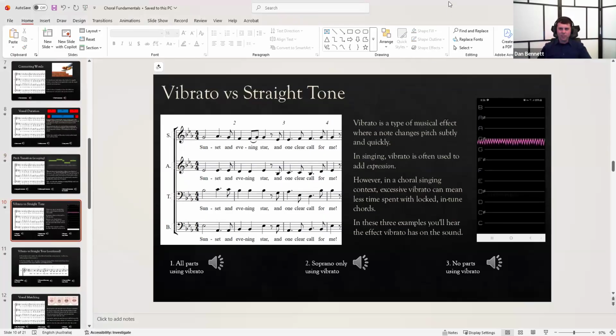Now, when I first got Synthesizer V, this is one of the first things I wanted to do: experiment with vibrato versus straight tone. And I remember when I first started singing harmony music, there were two really big things that I was like, oh, that's how we get clean chords. One of them was learning to control my vibrato and try to sing more of a straight tone more of the time. And the other one was vowel matching, which we're going to come to in a second as well.